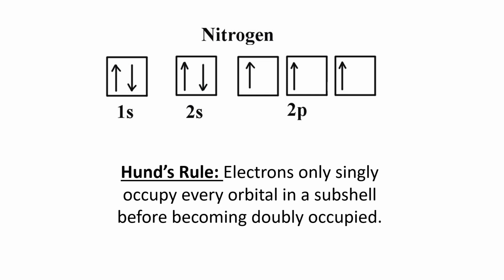means it has 7 protons, and if it is neutral, it also has 7 electrons. So I need to put these electrons in here. The first electron gets to go in 1s. The second also gets to go to 1s. The third has to jump to 2s. The fourth to 2s. And then there are still 3 electrons remaining.